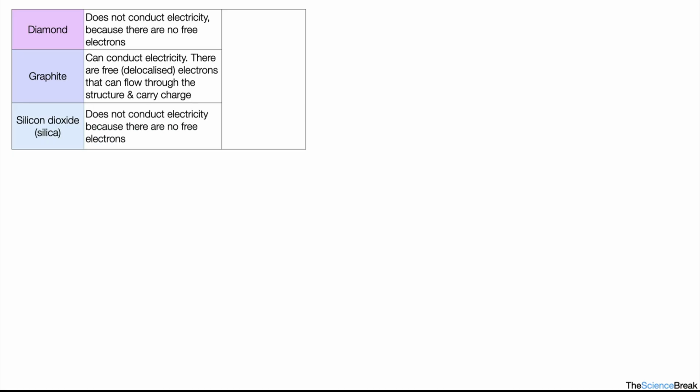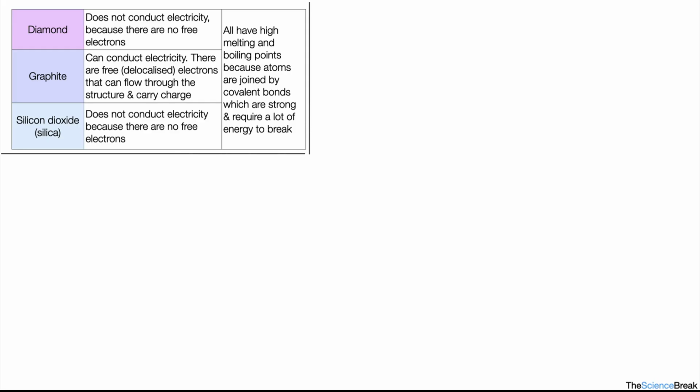We said diamond does not conduct electricity because there are no free electrons. Graphite can conduct electricity because there are free, or what we call delocalized, electrons that can flow through the structure and carry charge. Silicon dioxide does not conduct electricity because there are no free electrons, very similar to diamond, but also all 3 have high melting and boiling points because the atoms are joined by covalent bonds which are strong and require a lot of energy to break.